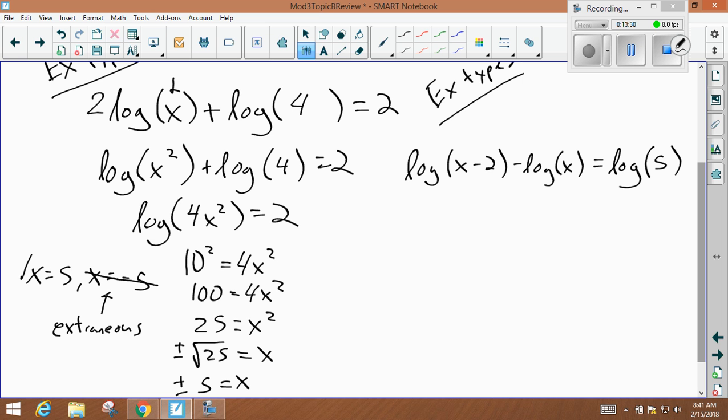Alright, let's do one where we have no numbers, right? We just have a bunch of logarithms. So I'm going to get a log on one side and a log on the other side.